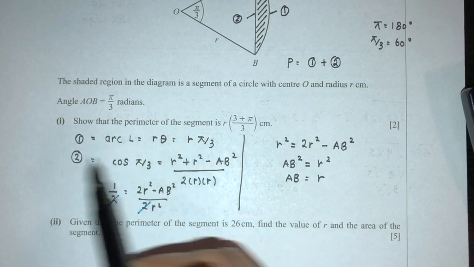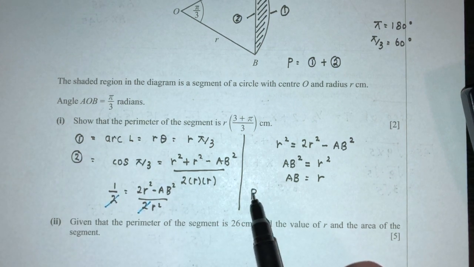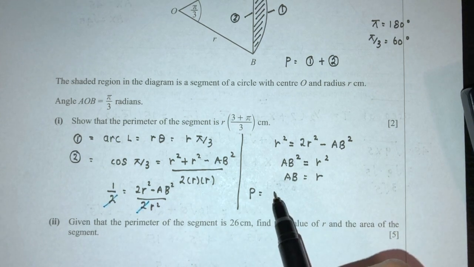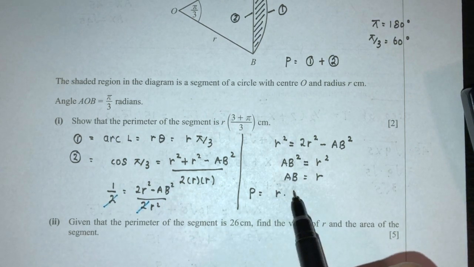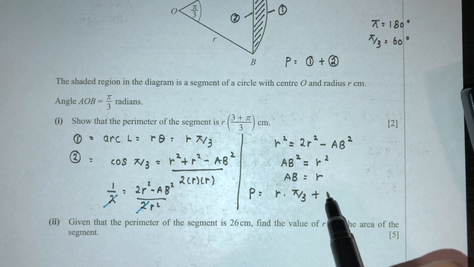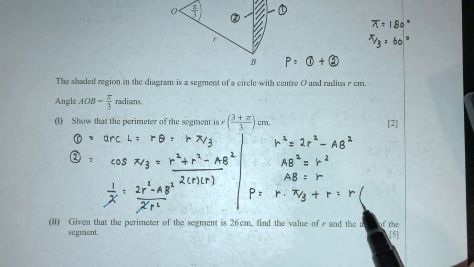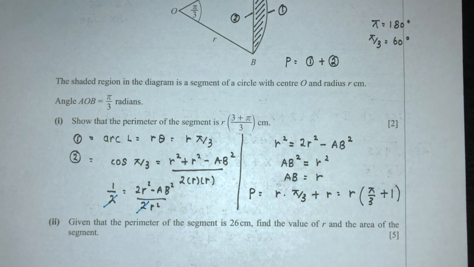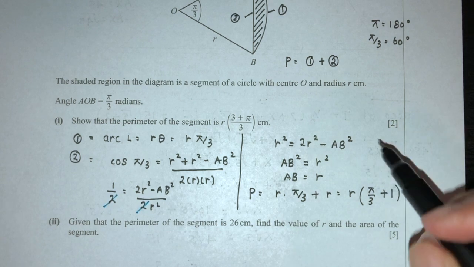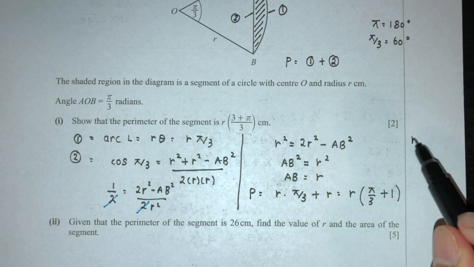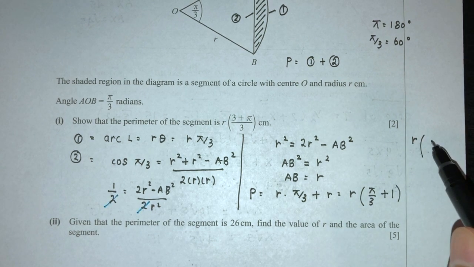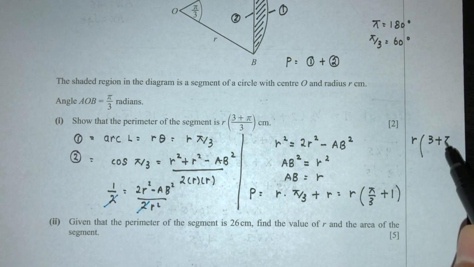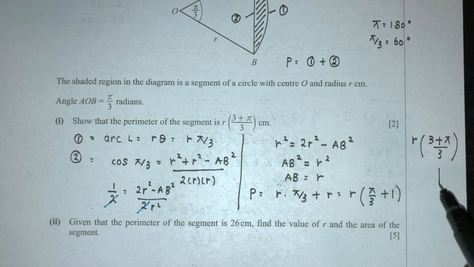So 1 is this, 2 is this, so simplify. Perimeter will be, that will be what? That will be 1 plus 2, so r pi over 3 plus r, factorize r outside. You will have r times (pi over 3 plus 1). Now simplify this. Let's write this up here. So we can make this become the same base. That will become r times (3 plus pi) over 3. Same thing. So this is shown as required.